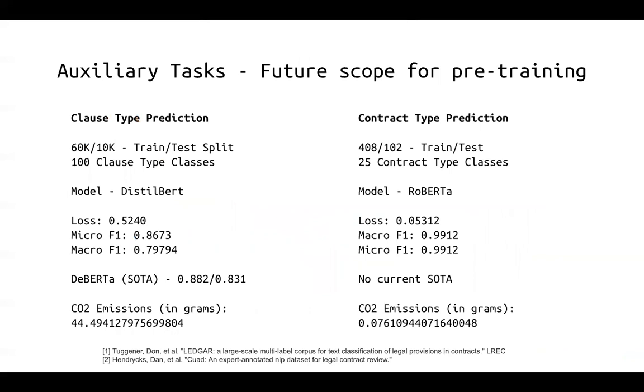Lastly, we want to bring attention to auxiliary tasks because these are the scope of pre-training a legal language model. Clause type prediction and contract type prediction were tasks which we trained our models on and almost achieved a SOTA. The contract type prediction does not have previous literature, so we believe this is a good place where we can look into. The end goal of this pre-training would be just like language modeling looks into masked language modeling or next sentence prediction. We want to introduce these tasks to help the model understand legal language better.